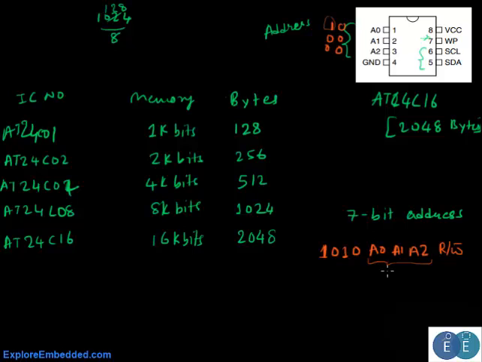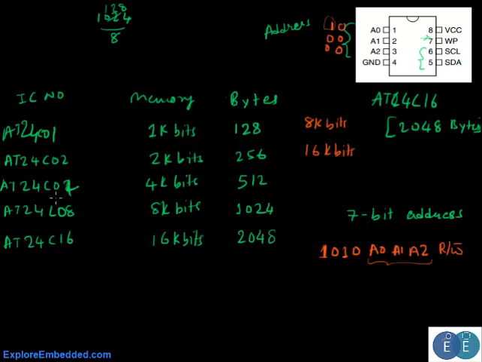Now here is an important point. In effect we can connect 8 such ICs, and the total memory that we'll get out of that will be 8 kilobits, right? If we connect all the 8 ICs. Now for the AT24C02, again we can use all of the 3 address lines, and we can connect 8 such ICs. If you do that, then we will have 2 kilobits into 8, which is 16 kilobits.